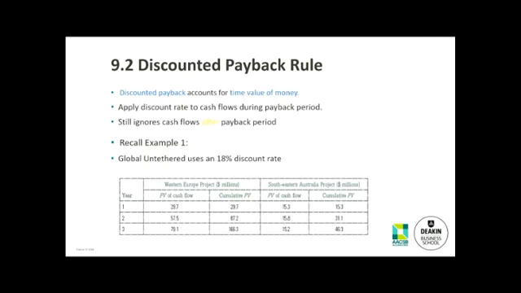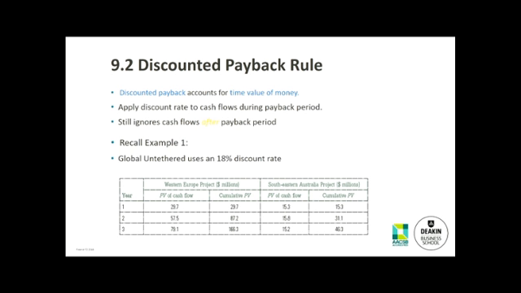So what is a discounted payback? Very easy to understand. Discounted payback accounts for the time value of money. In short, instead of using nominal cash flows, now let's consider the time value of money. We cannot simply sum up the cash flows. We need to work out the present value of each of your future cash flows, and then sum up the cash flows, and then work out the payback. Does this make sense for you?